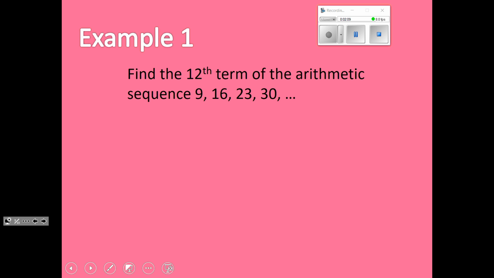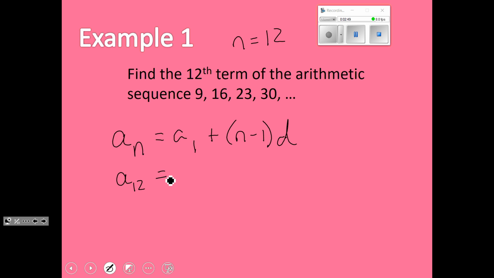All right, so let's look at example 1. We are going to find the 12th term of the arithmetic sequence that starts with 9, 16, 23, and 30. So if I write my formula down, a sub n equals a sub 1 plus the quantity of n minus 1 times your common difference. We are looking for the 12th term, so that's going to make n 12. Okay, the nth term is whatever term you're looking for. So we are looking for a sub 12, and that's going to be the value of that term.